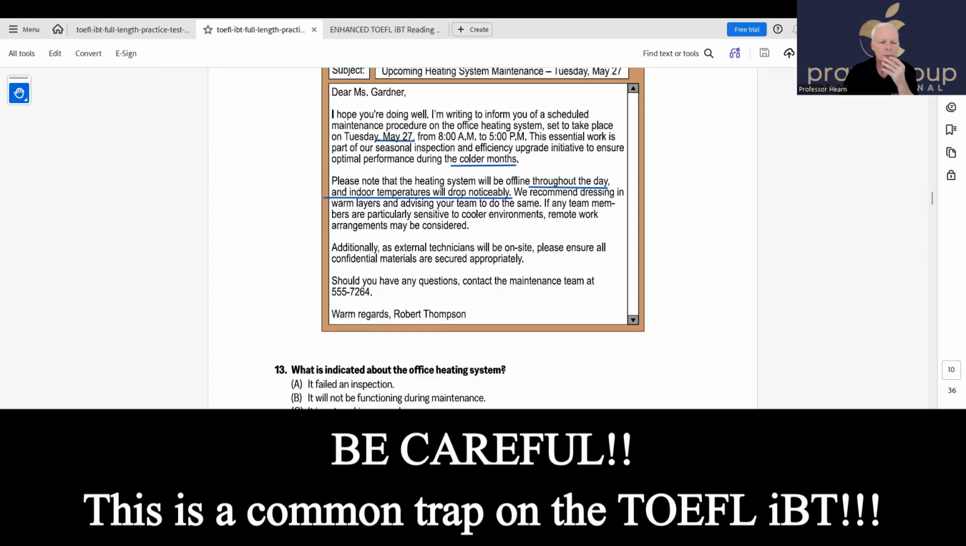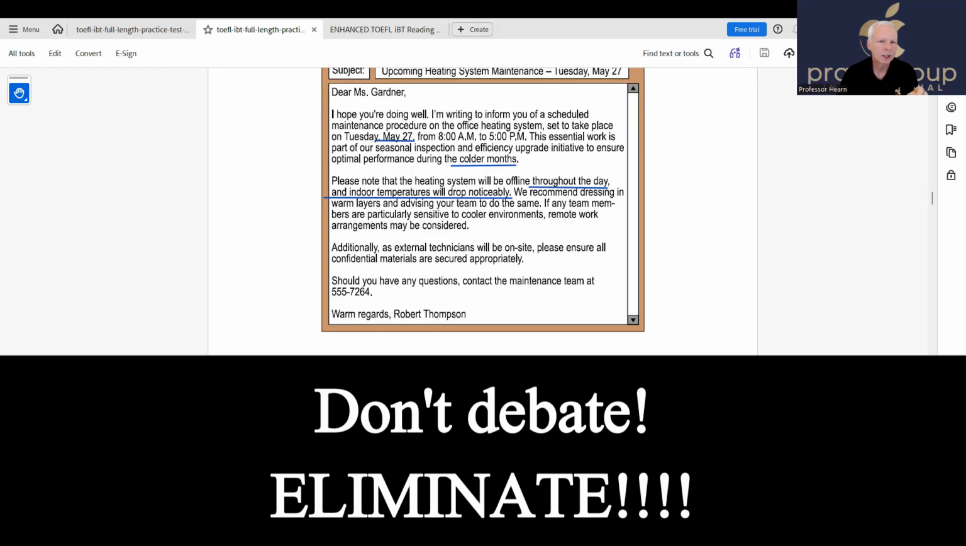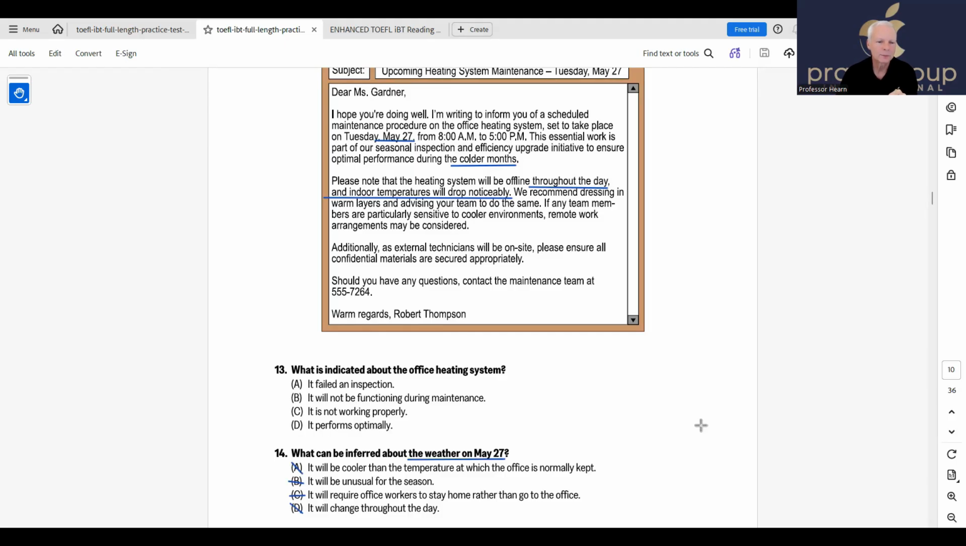And now we're stuck between A and D. However, which one of these is less like what's stated in the passage? It will be cooler than the temperatures at which the office is normally kept, or it will change throughout the day. What else does our sentence say? The heating system will be offline throughout the day.